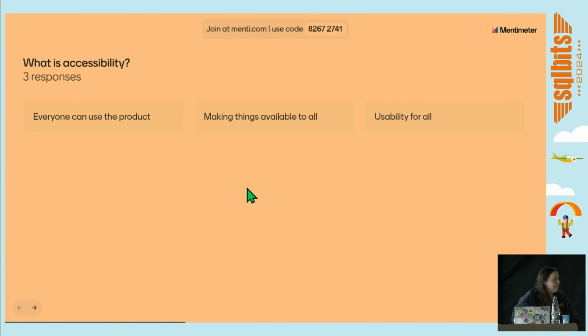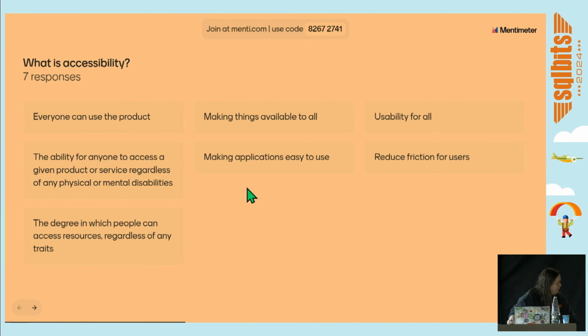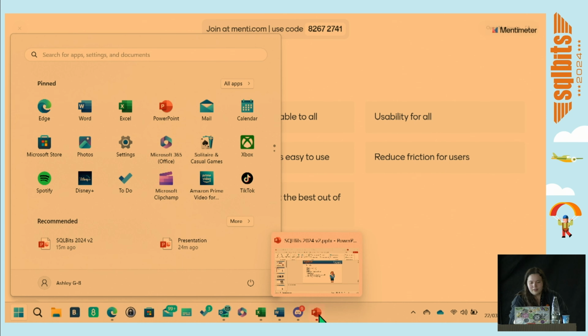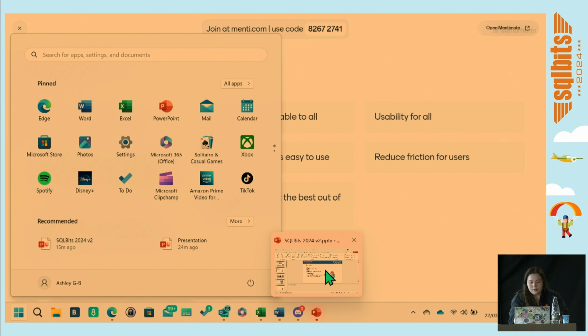Yeah, so the responses all kind of agree with each other, which is quite nice. It is about everyone being able to use everything. Yep, so some reference to disability in there, making things easy to use. I can still see people typing, so I will give it another minute. So yeah, I think you've got a lot of the points of accessibility. It's about being able to use things, being able to do things, and it not mattering who you are. There's another response that just came in: being able to get the best out of things.